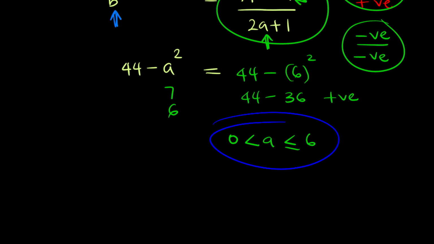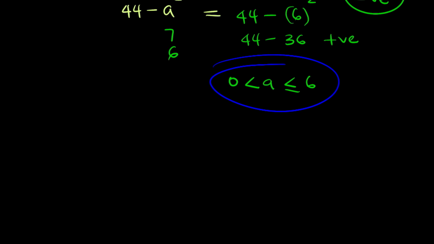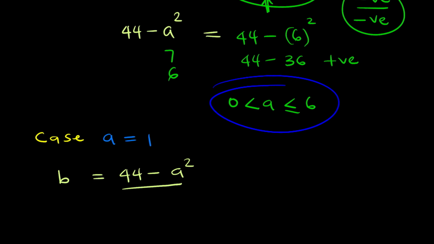So let us now look at the various cases that we can have. Case 1 will be when a is equal to 1. And when a is equal to 1, remember what our fraction is. We said b is equal to 44 minus a squared, then divided by 2a plus 1.